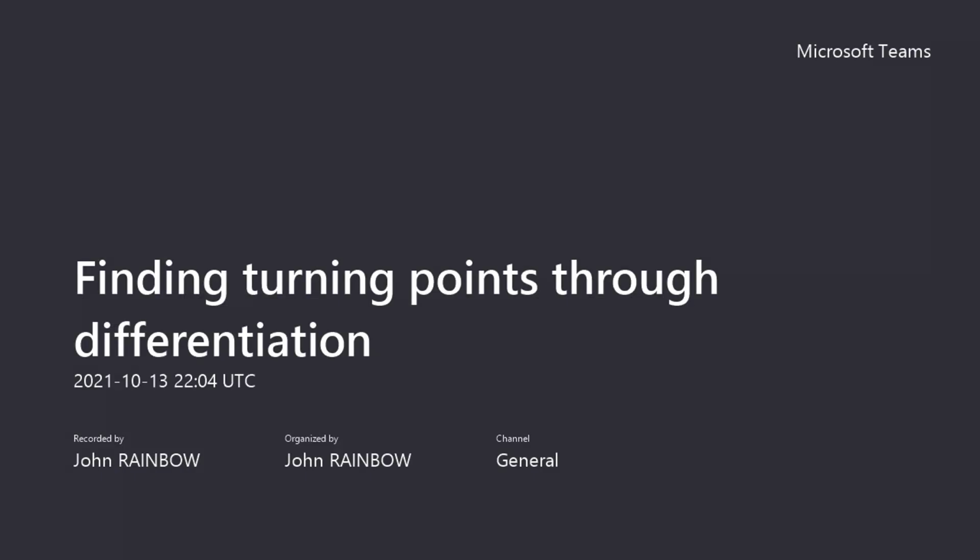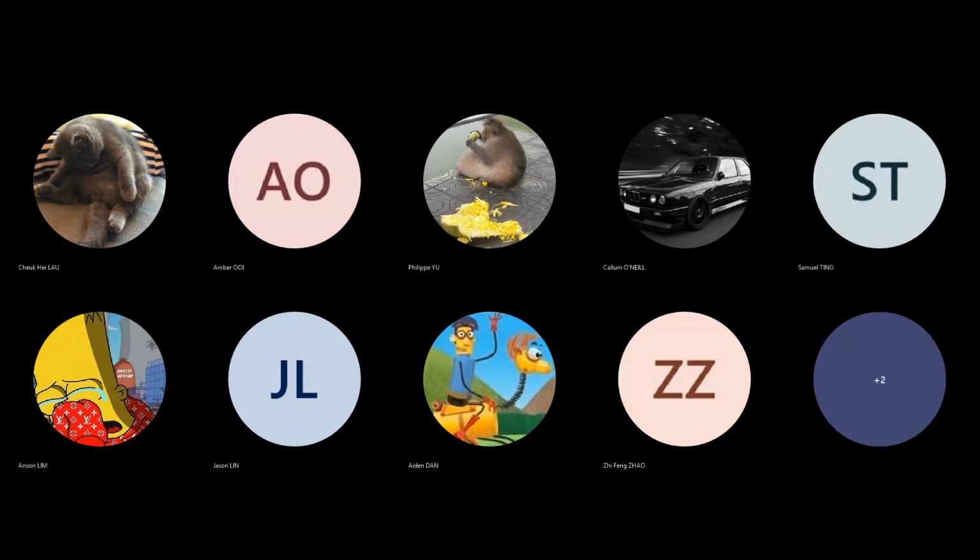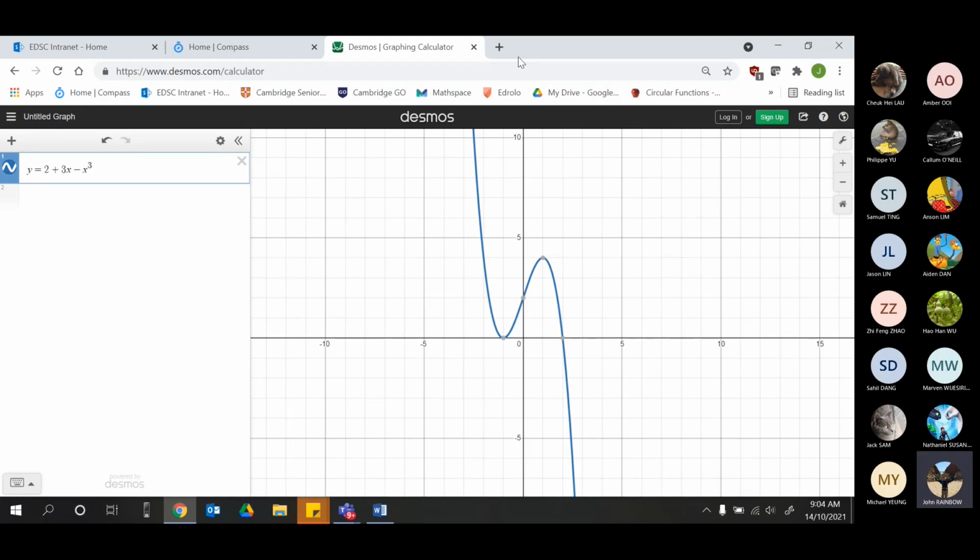In this lesson, we'll be looking at turning points. We're going to look at the turning point through differentiation. Now, hopefully you know that we can find the instantaneous rate of change anywhere on this graph, or the gradient at that point. One way we can do that is by drawing a tangent line.